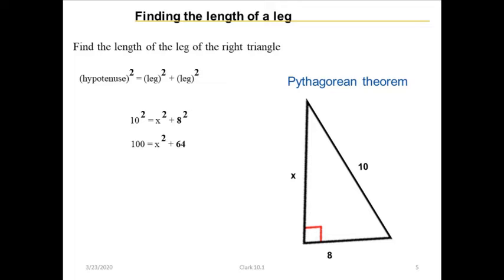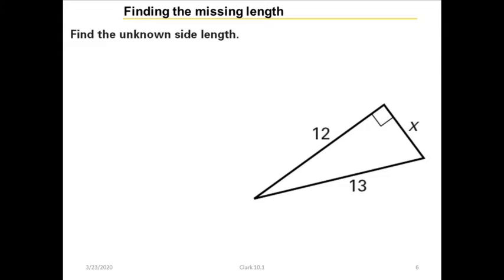So using the subtraction property of equality, we're going to subtract both sides by 64. So 100 minus 64, that is 36. 64 minus 64, that is 0, plus x squared, you will get x squared. Take the square root of both sides, so x therefore is equal to 6.